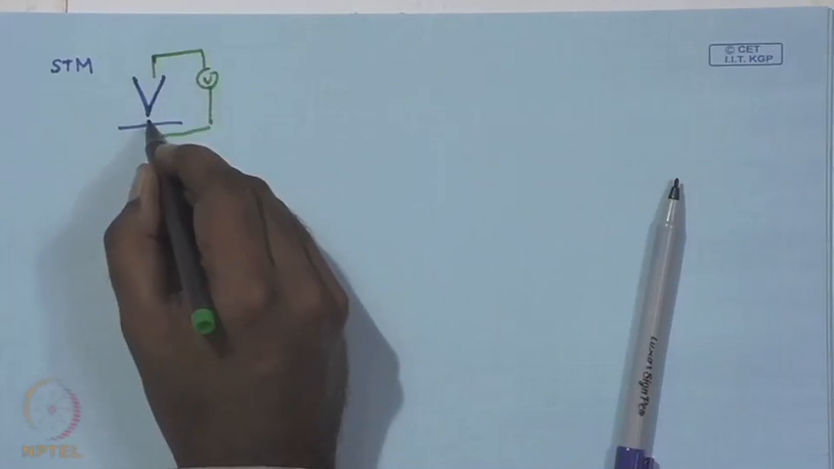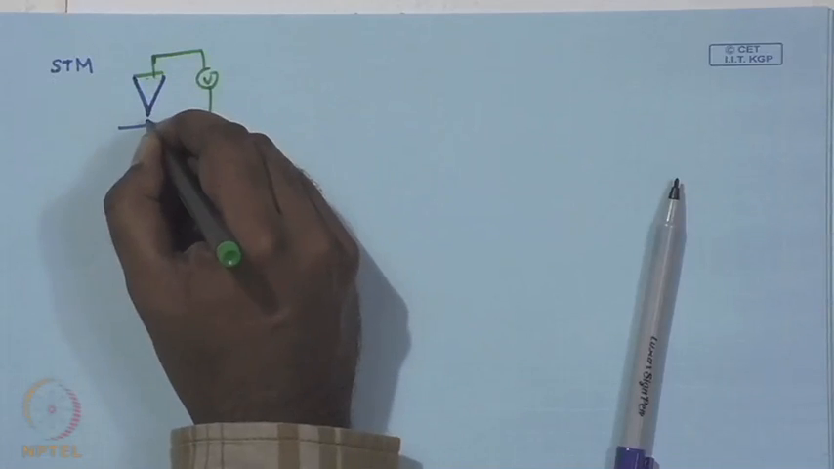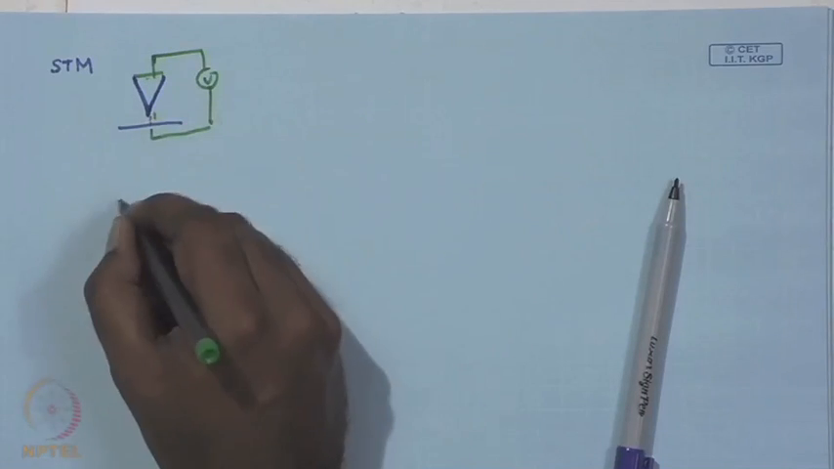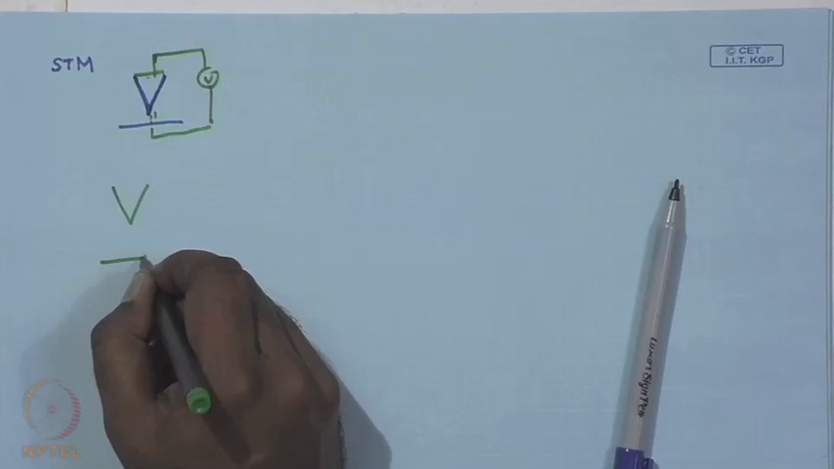What happens is that though there might not be direct contact between the two, you still can have a flow of electrons between these two surfaces. This is what is known as the tunneling current. Once you apply a specific voltage and you have a tunneling current, the magnitude of this current is a function of the separation distance between the tip and the sample, or between the tip and the surface.